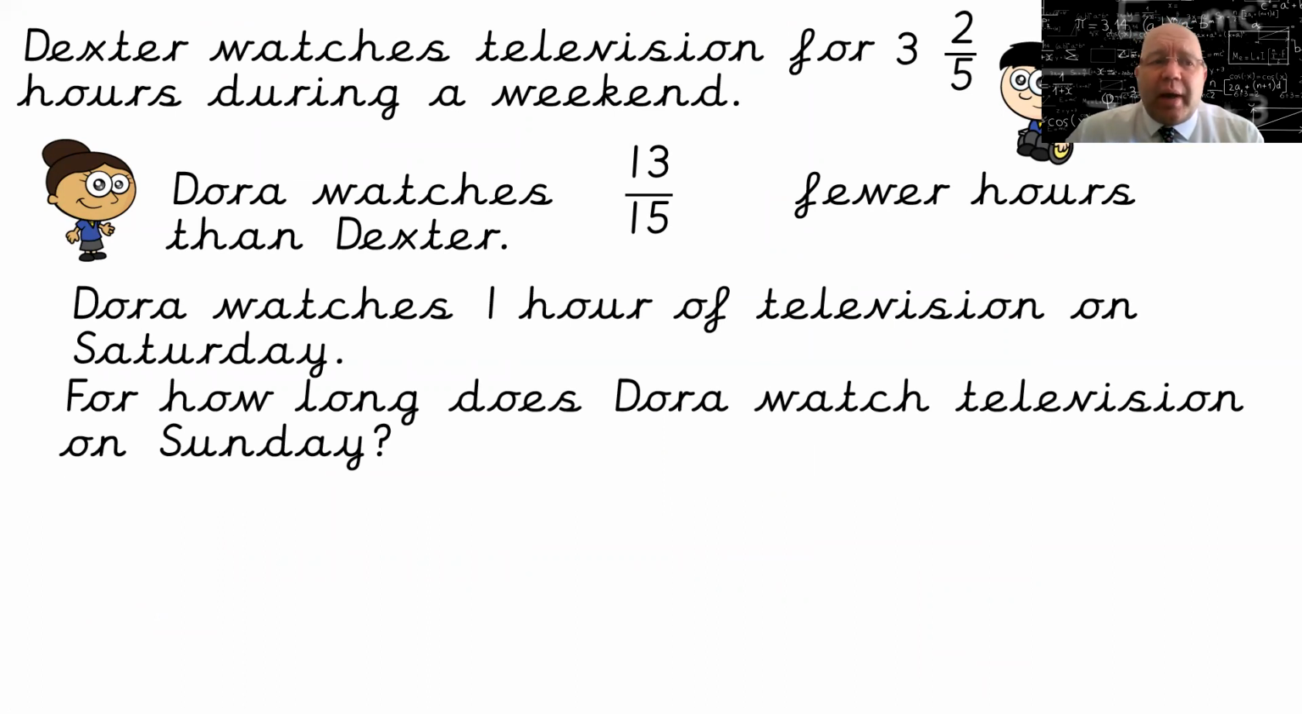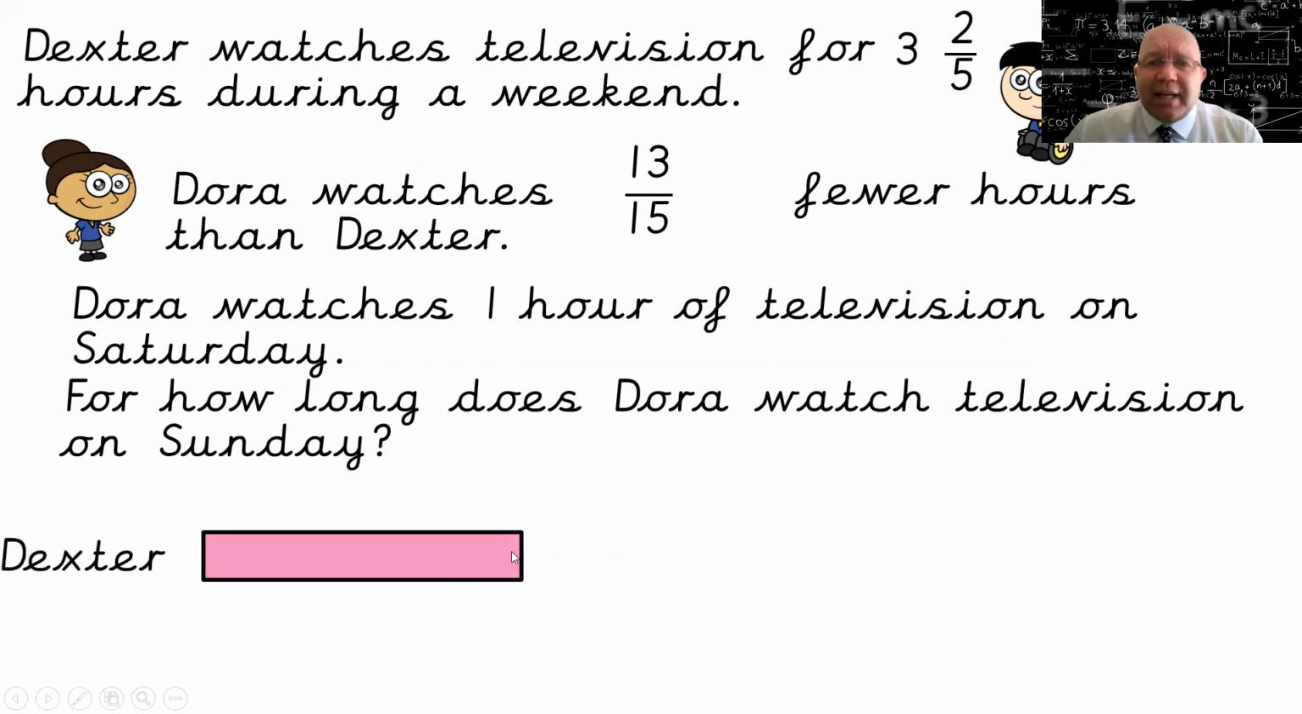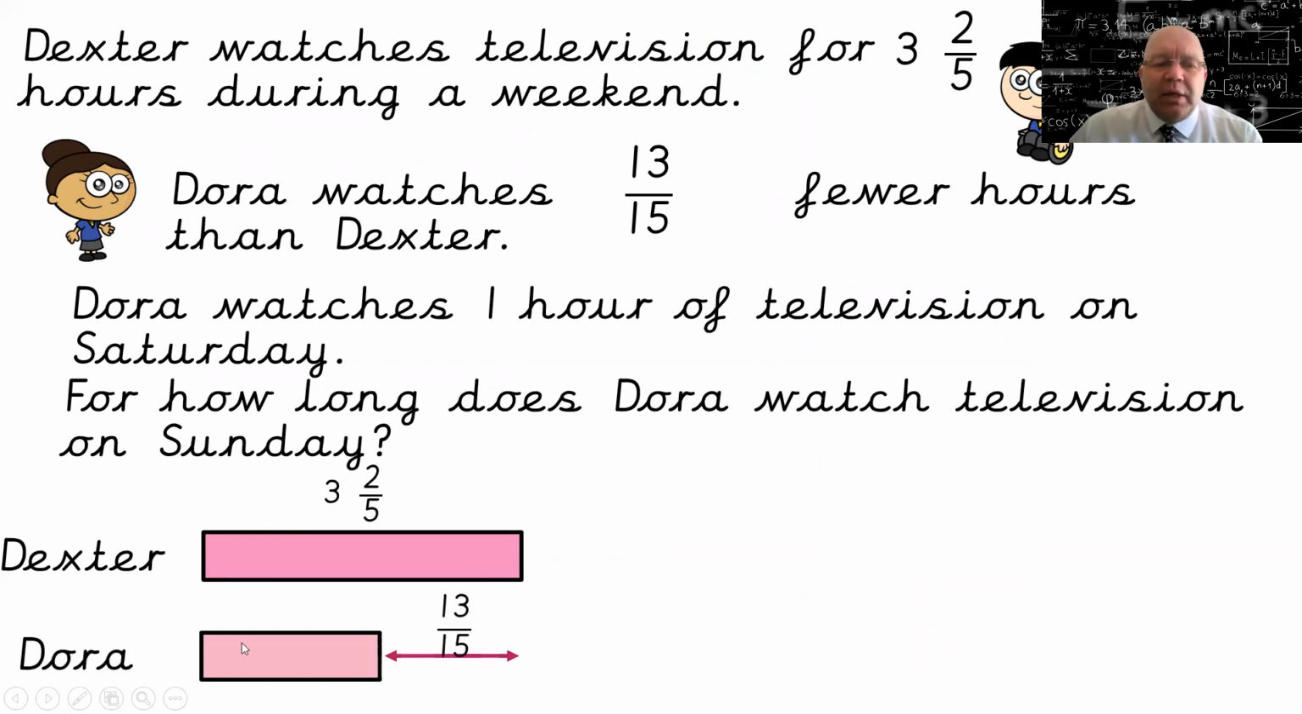So first of all, we need to work out how much television Dora watches over the whole weekend. So first of all, there's Dexter. We know Dexter watches 3 2/5 hours. So there's 3 2/5 hours. And we know that Dora watches 13/15 less. So this pale pink bar is how much television Dora watches in the weekend. But to work out what that is, we need to do a subtraction. We need to do the 3 2/5, take away the 13/15, and that will leave us with Dora's television watching. Okay, so have a think about that calculation. 3 2/5 take away 13/15.